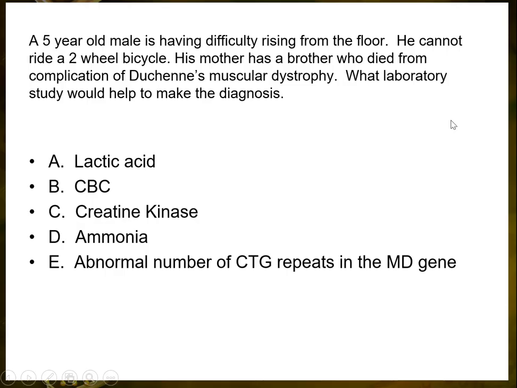So, a 5-year-old male is having difficulty rising from the floor. He cannot ride a 2-wheel bike. His mother has a brother who died of complications of Duchenne's muscular dystrophy. What laboratory study would help make this diagnosis? And the correct answer is C, creatine kinase. All patients with Duchenne's muscular dystrophy have significant elevations of creatine kinase.